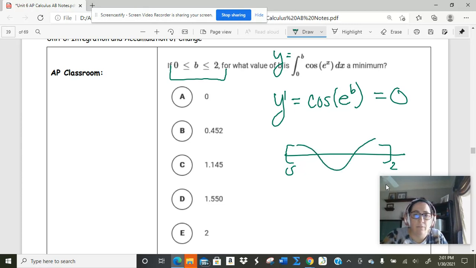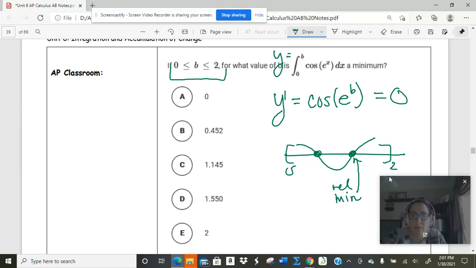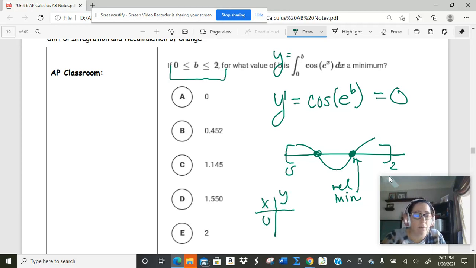And when I go graph, I get something like that. So this guy would have to be the min, the relative min, I mean. And then we just need to go check our endpoints as well. Well, we know that 2 won't be included because it's going to start increasing from there. So really the only ones I have to check now are 0 and whatever this value is. So go find this value on your calculator.